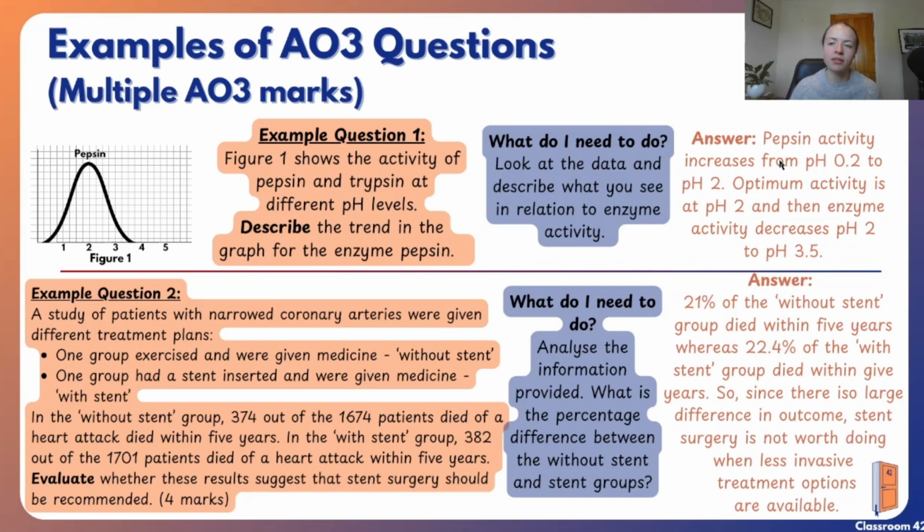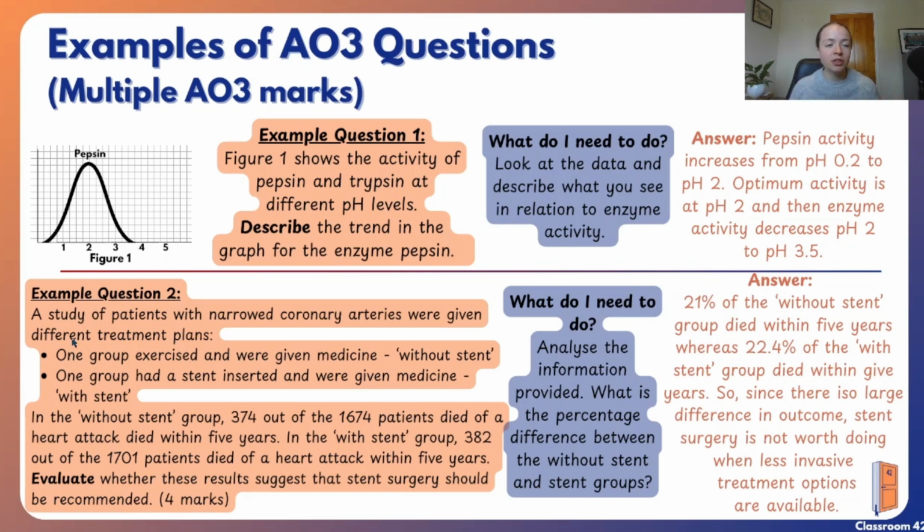So pepsin activity increases from pH 0.2, which is roughly what we've got here, to pH 2. And then enzyme activity decreases from pH 2, which is right here, down to about 3.5. So on these ones, when it's describing, you want to explain the whole graph, so get information from all parts of the graph and really guide the examiner through what they should be seeing.